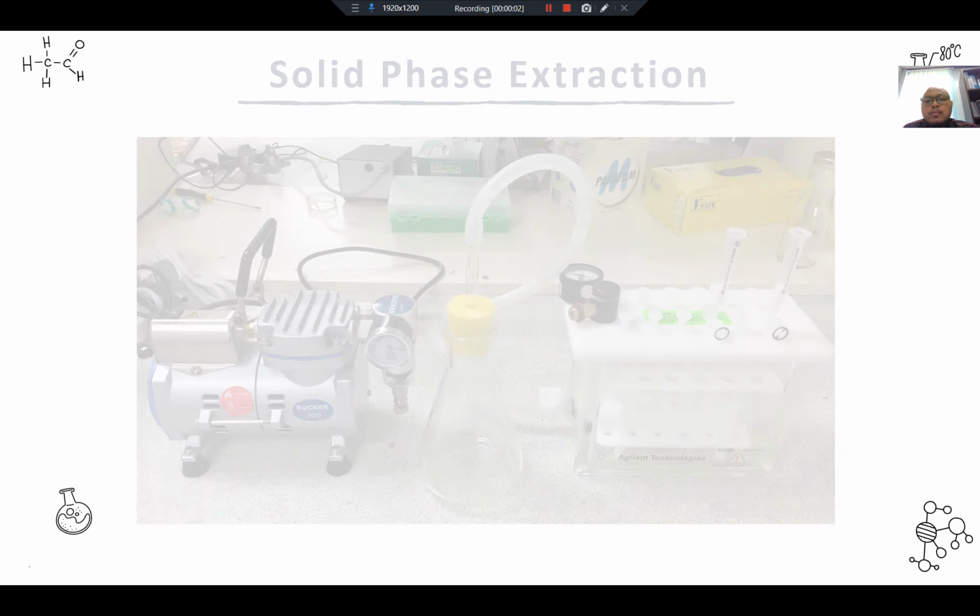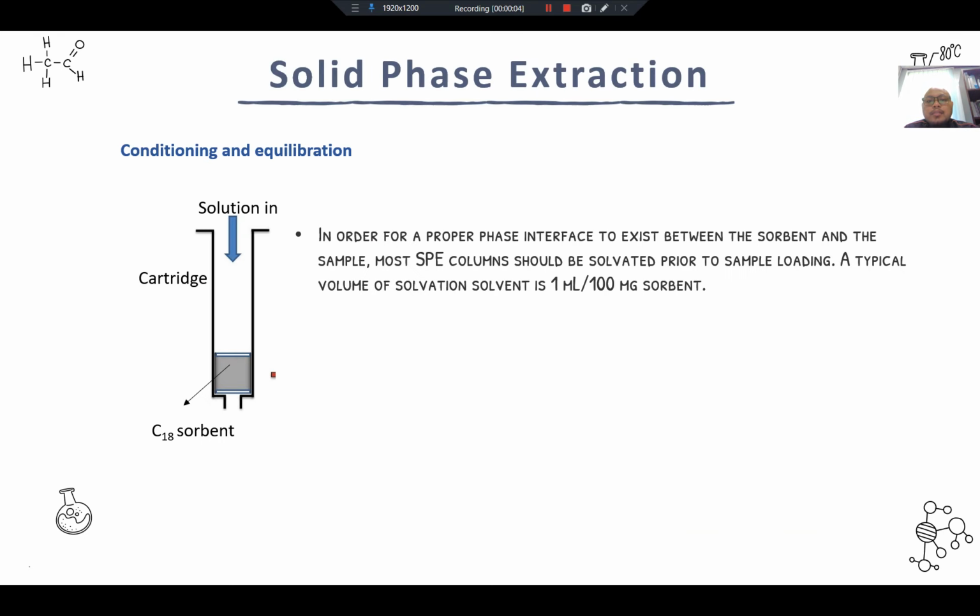Okay, now let's look one by one at the steps. The first step is conditioning and equilibration. Maksud kita nak sediakan solvent ni for our analyte to interact. In order for a proper phase interface to exist between solvent and the sample, most SPE columns should be solvated prior to sample loading. A typical volume of solvent is 1 ml per 100 mg sorbent.